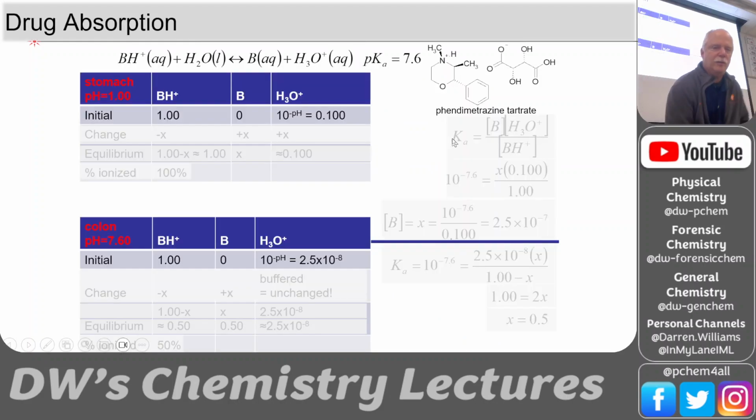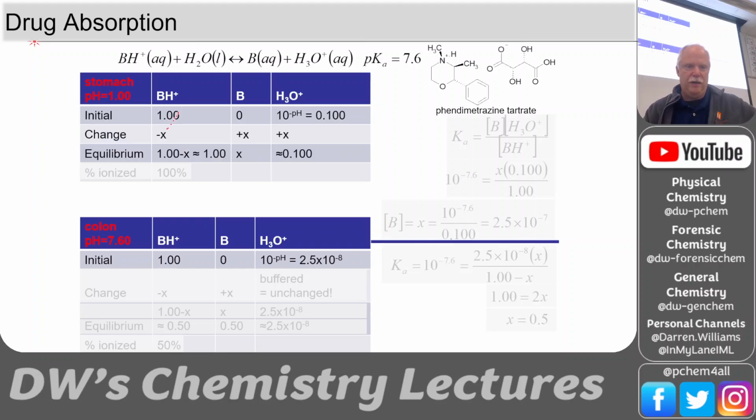So let's look at some of the drug absorption. These buffered places in the stomach make the problem super easy because we know how much acid we have in each of those. So in this case, we've got the pH of the stomach. We can look at how much base. Here's our phendimetrazine tartrate. So here's a base. You see it's a protonated guy right here. pKa is 7.6. That's greater than 7, so it's a basic substance, very weak base.